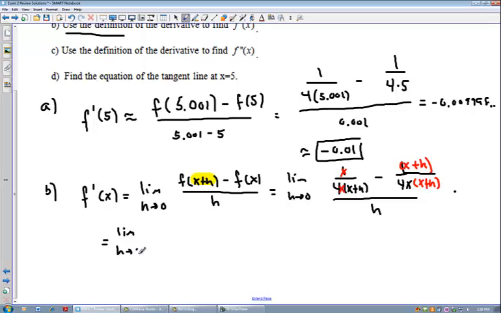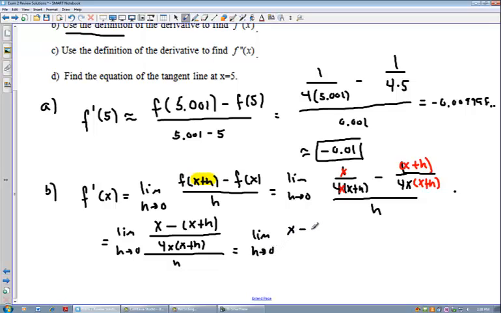So this is going to be the limit as h goes to 0 of x minus the quantity x plus h, all divided by 4x times x plus h. And then that's all divided by h, which is equal to then, nice and slow, one step at a time, I have x, and I'll distribute that minus sign through, so minus x and minus h, all divided by 4x times x plus h, and then that's all divided by h.